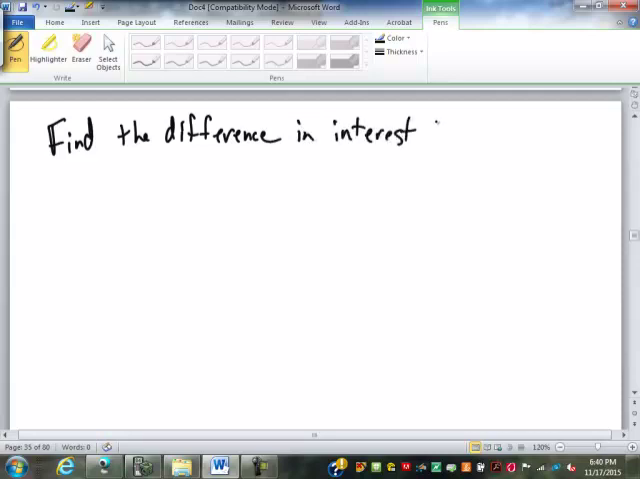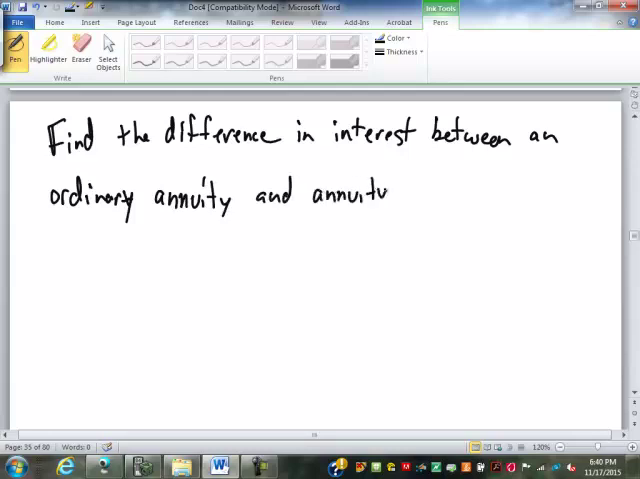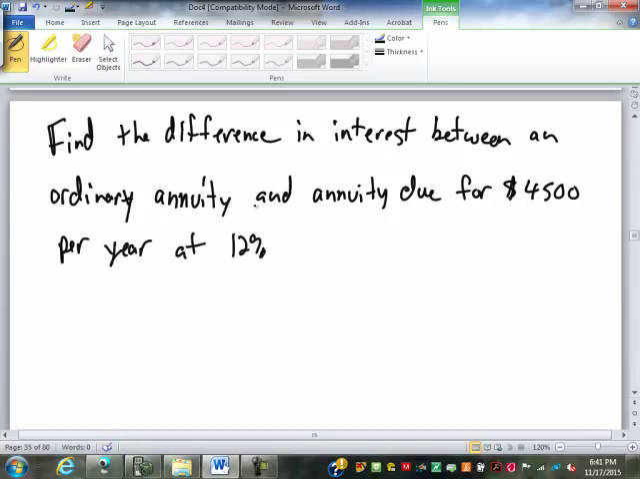Find the difference in interest between an ordinary annuity and annuity due, for $4,500 per year at 12%, actually let's go 11%, for 30 years. So I want you to try that, see if you can come up with what that difference is.